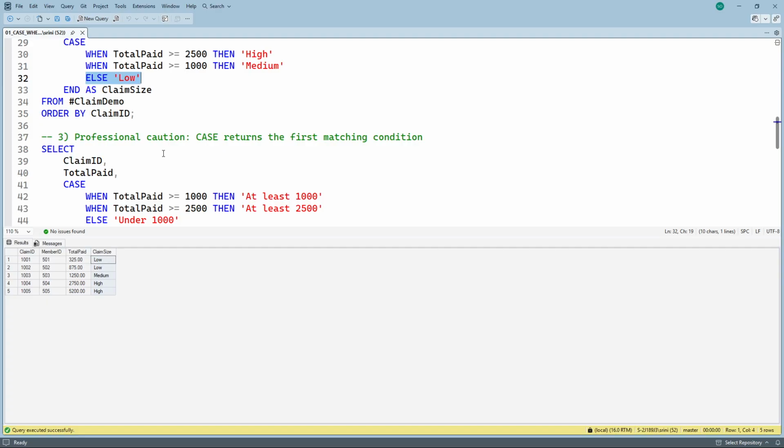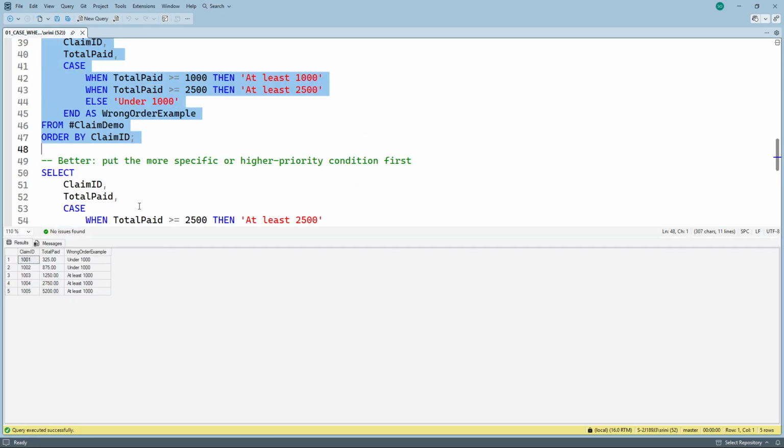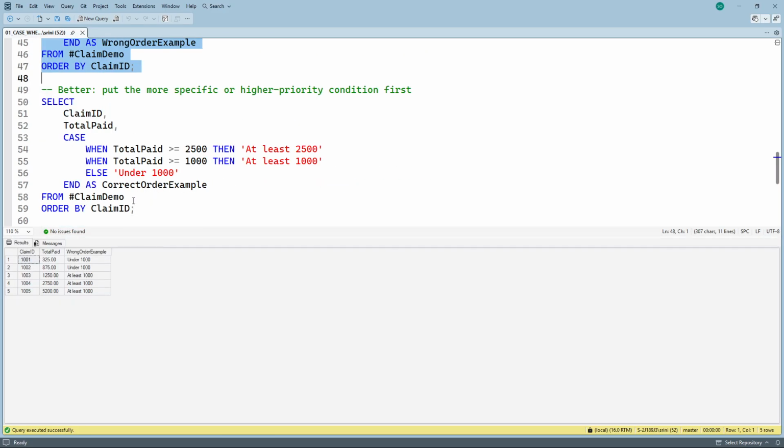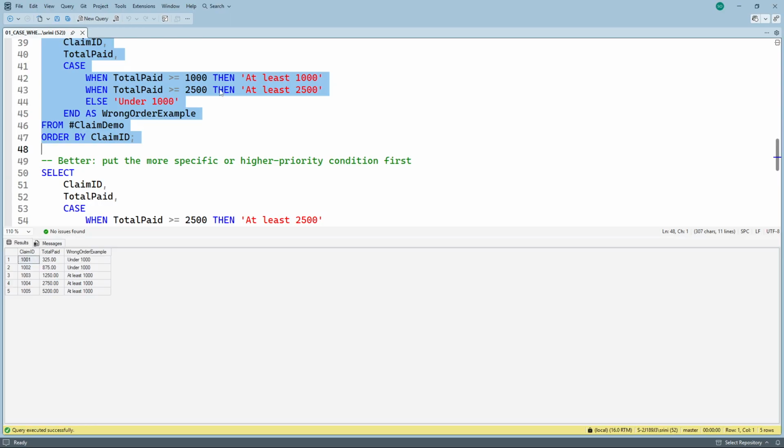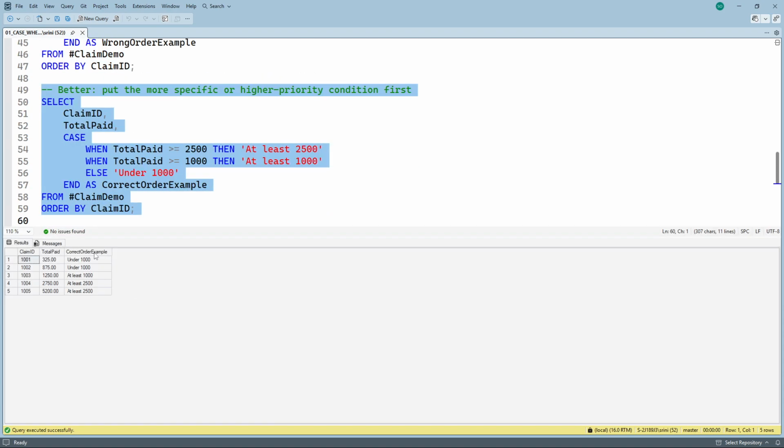The key professional detail: case returns the first matching condition. Once SQL finds a true when, it does not continue checking lower rules. That means order matters. Put more specific or higher priority conditions first, especially when ranges overlap.